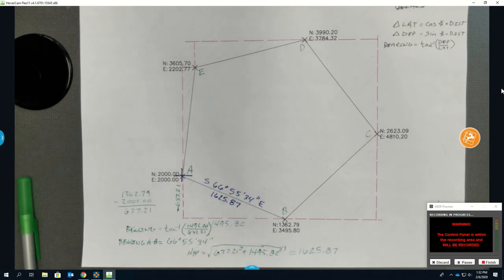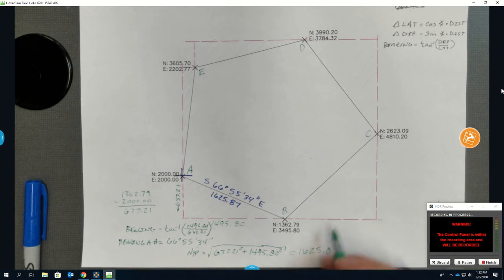All right, so now that we did this first one, I want to see if you guys can do B to C on your own. Okay, B to C. I'm going to putz with it, but as you get going, go ahead and give me some numbers.